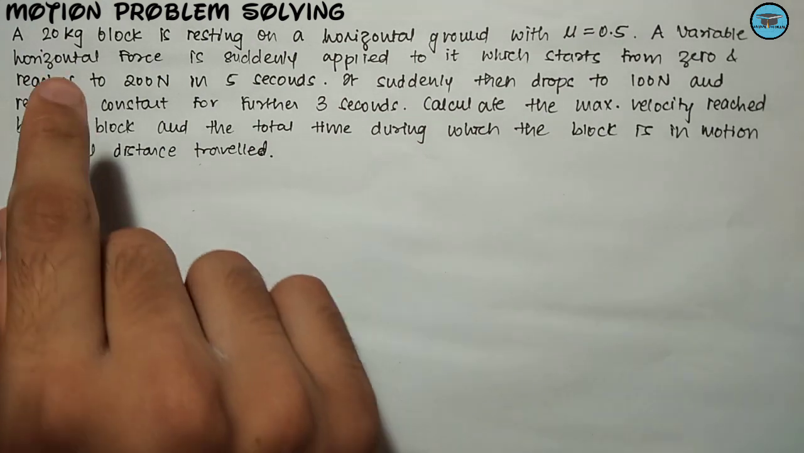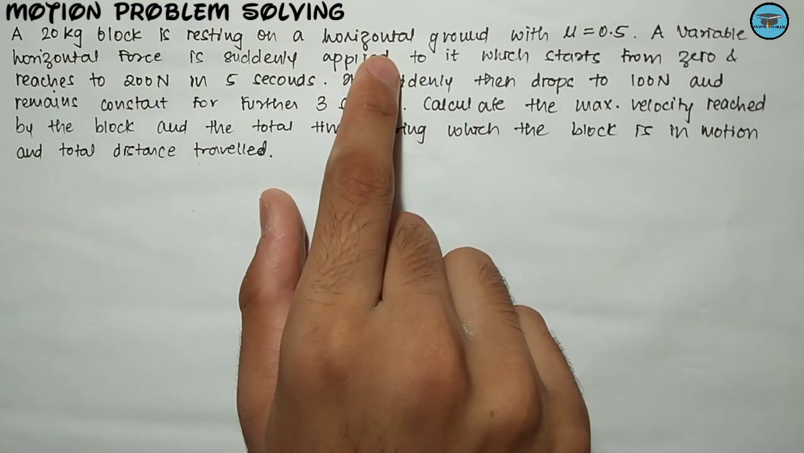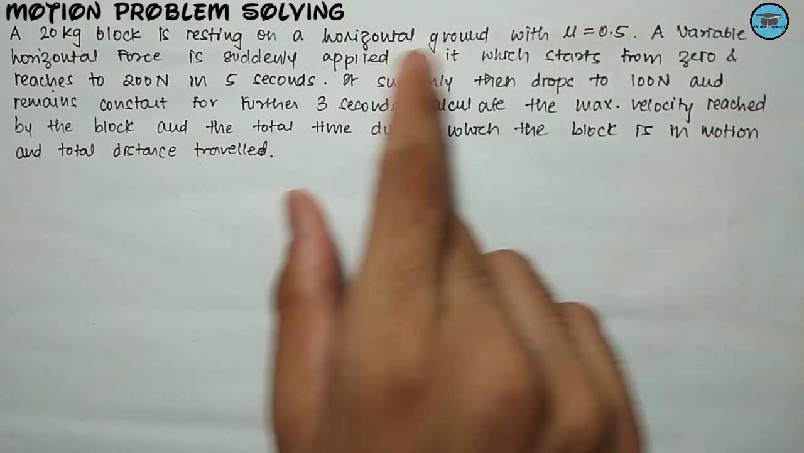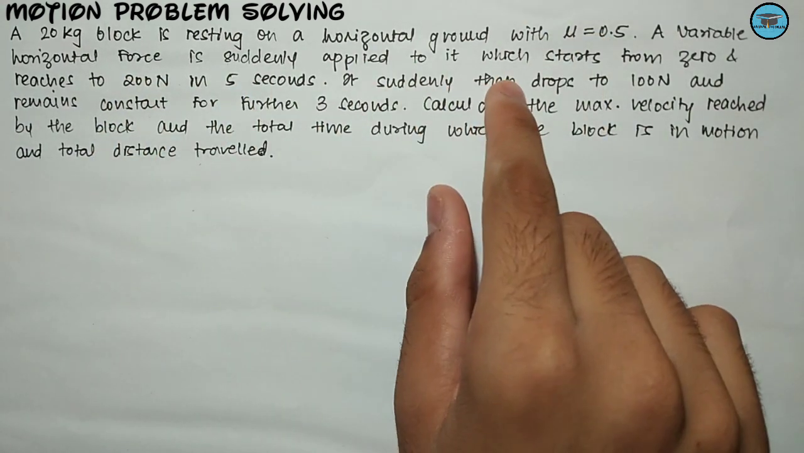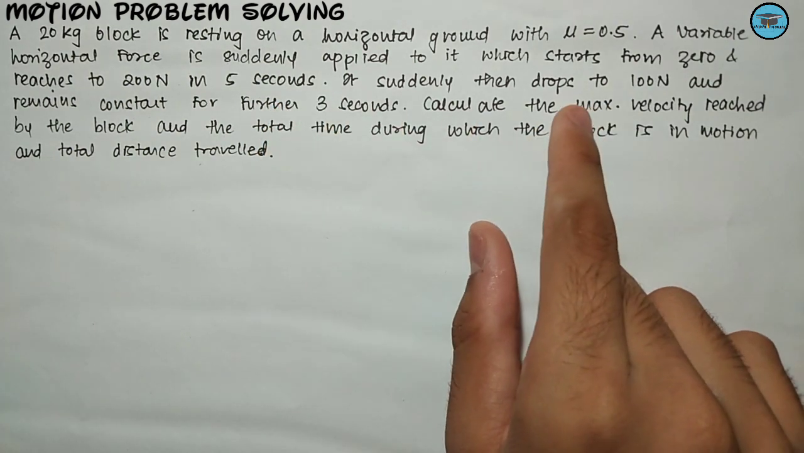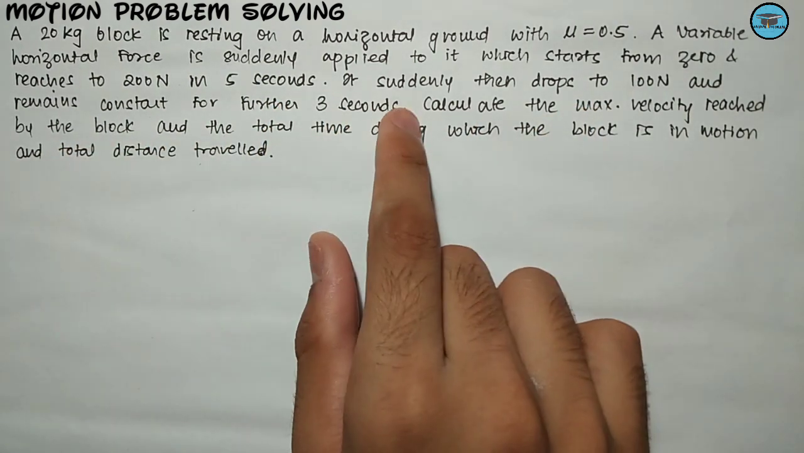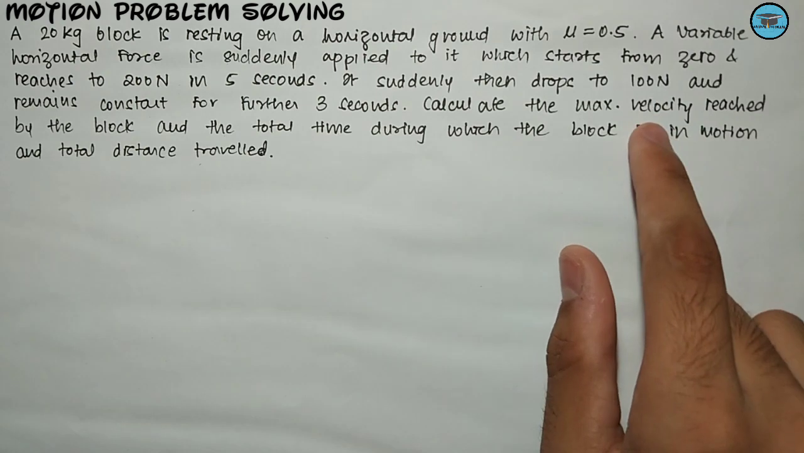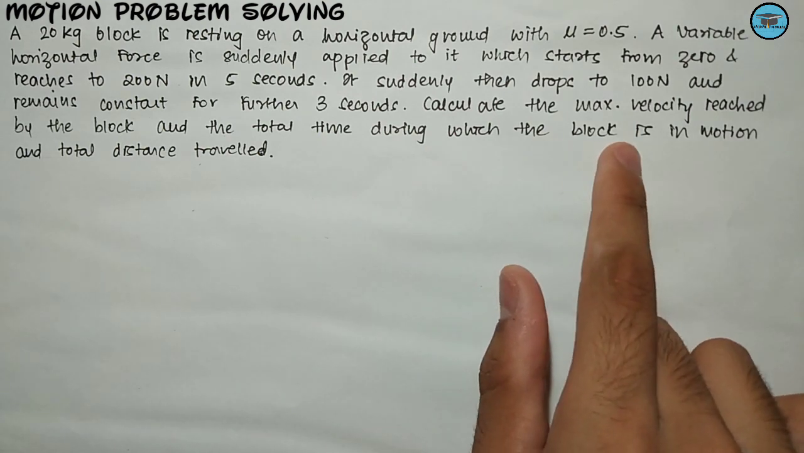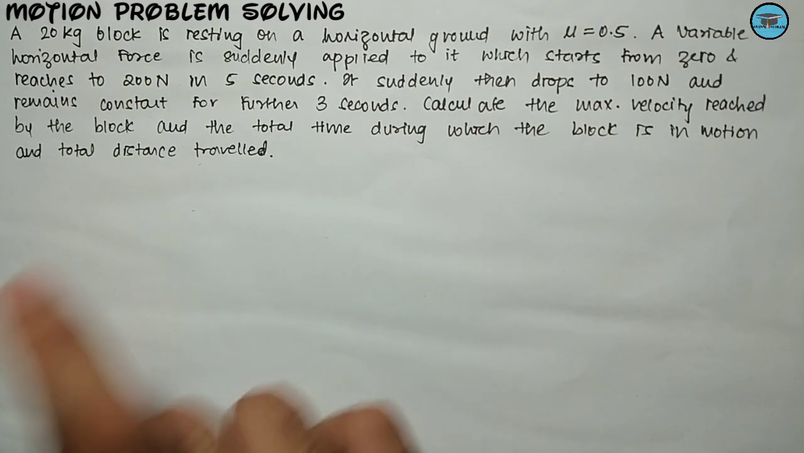So the problem consists of a 20 kilogram block which is placed on the horizontal ground with a coefficient of friction of 0.5. Now a variable horizontal force is suddenly applied which starts from 0 and reaches 200 Newton in 5 seconds, and it suddenly drops to 100 Newton and remains constant for a further 3 seconds. We need to calculate the maximum velocity reached by the block, as well as the total time during which the block is in motion and the total distance traveled by the block.